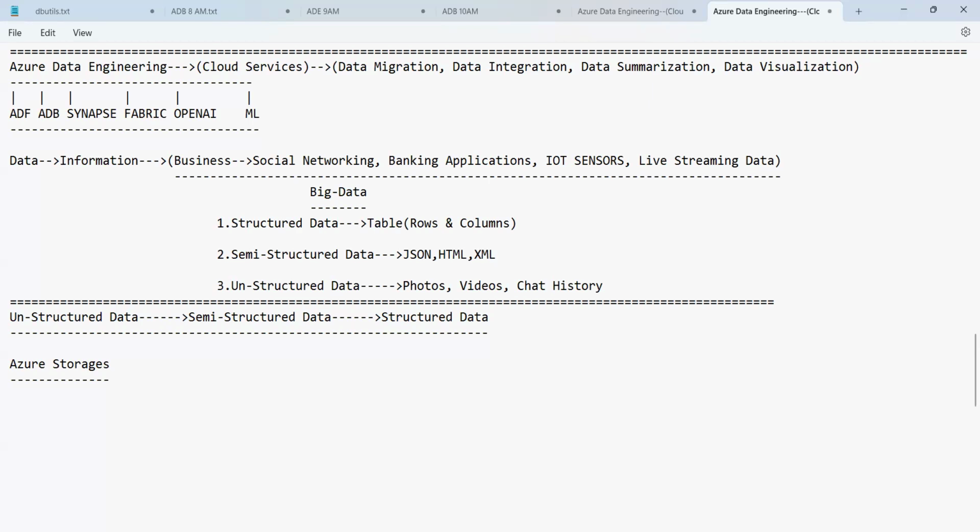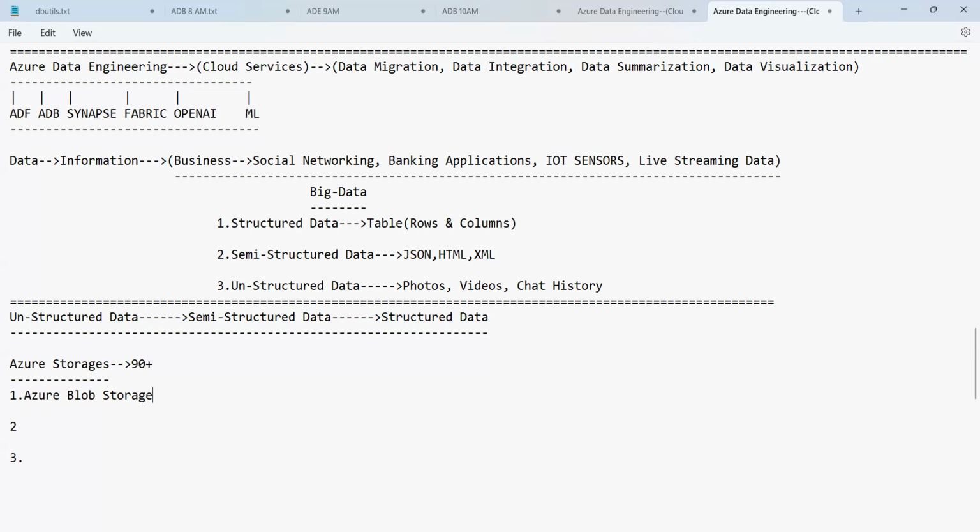So what are the storages you have? Everybody, just concentrate here. Totally, 90 plus storages are there. I'll discuss one of the storages and its use. So you have the following storages. The first and foremost one is called Azure Blob Storage.